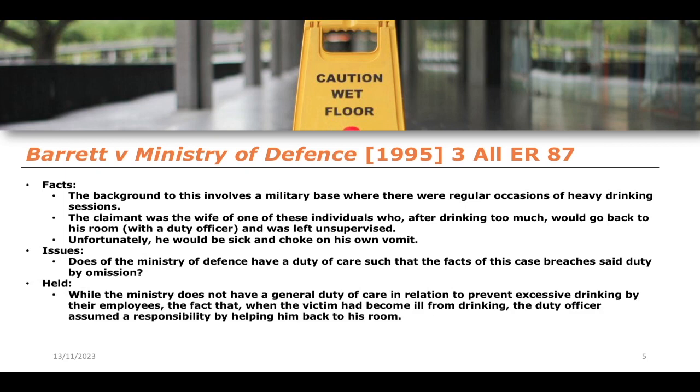And it was held that while the Ministry of Defence does not have a general duty of care in relation to the prevention of excessive drinking by their employees, that is not something that is within the remit of the Ministry of Defence.